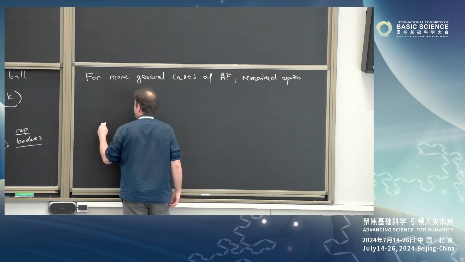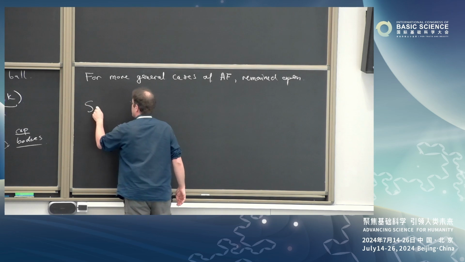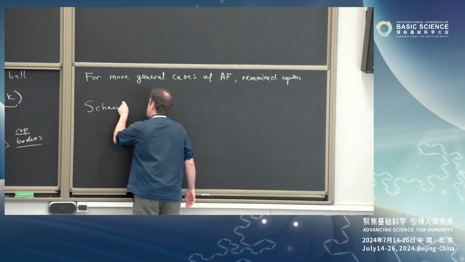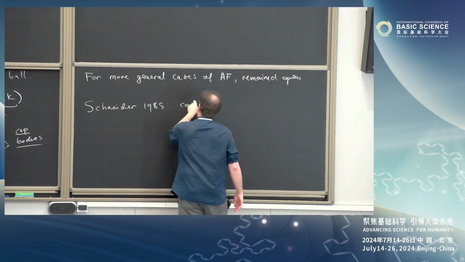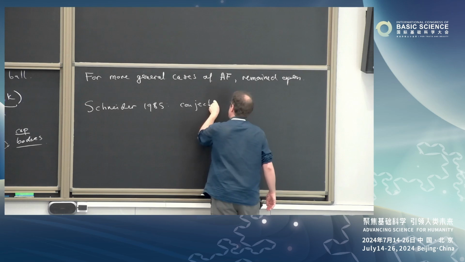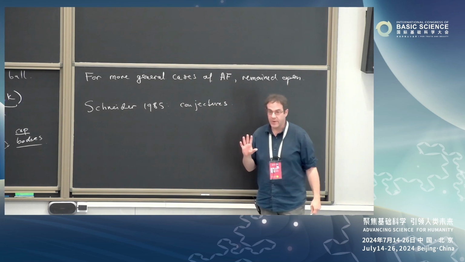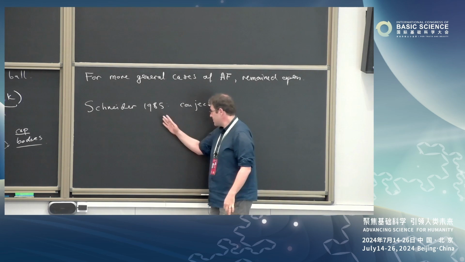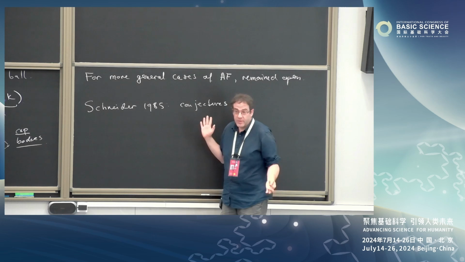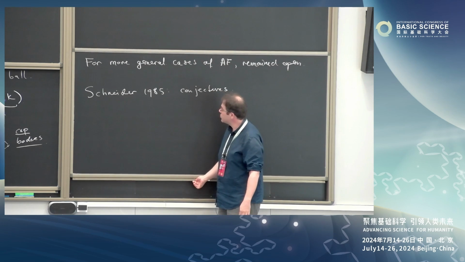Fortunately, not everybody believed this, and Rolf Schneider in 1985 published an extremely beautiful paper where he proposed conjectures. He proposed very detailed conjectures about what these equality cases might look like. And without this paper, nothing would have happened in this area, right? Because you don't even know where to look.